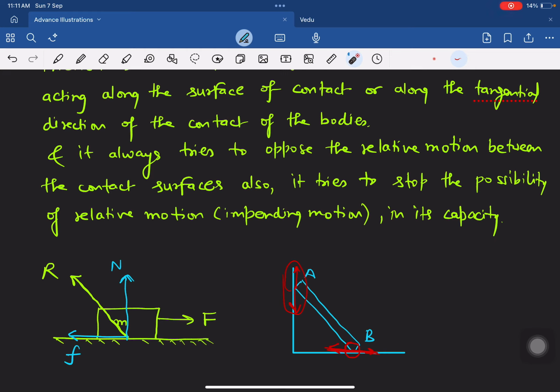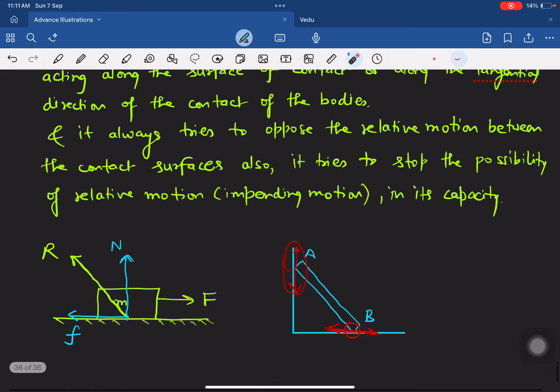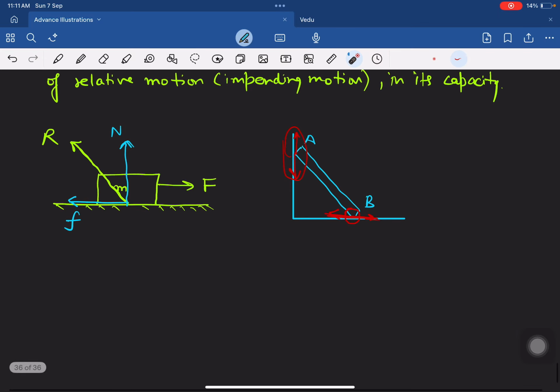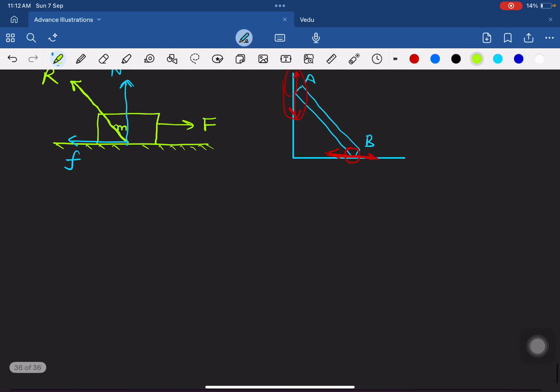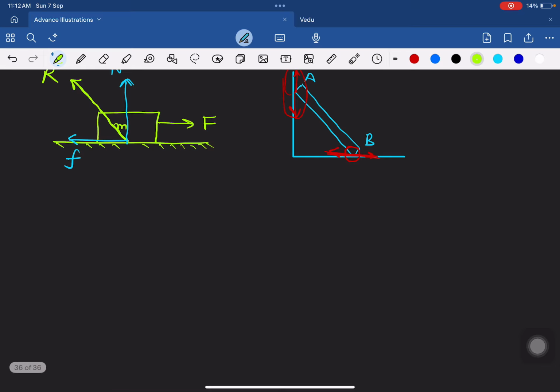So guys, what does it mean? Let's try to understand this relative motion thing. What is this relative motion thing? Suppose, guys, you talk about the direction of friction. I'll just write it down as a heading: direction of friction. People have this thought in their mind that it is always opposite to the motion of the body, but that is not the case.